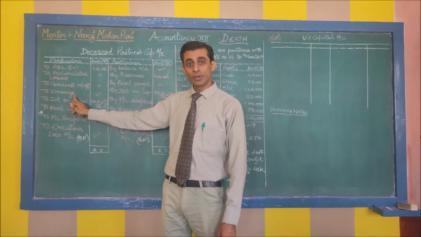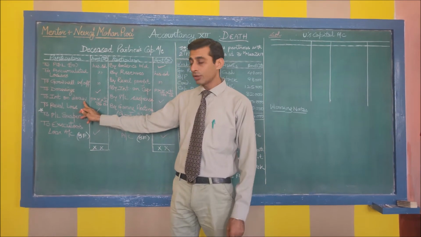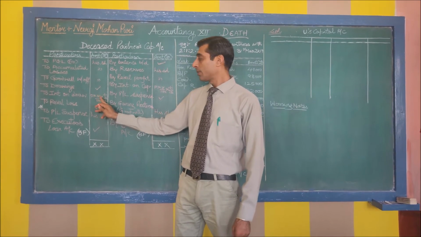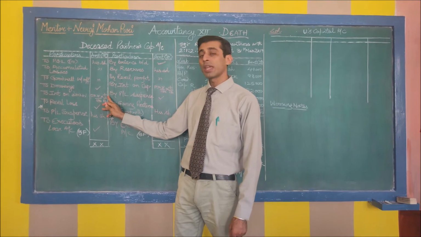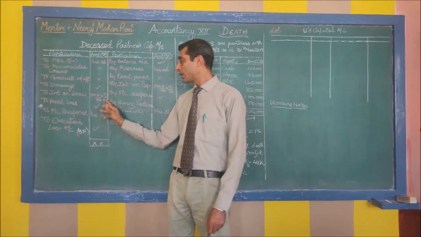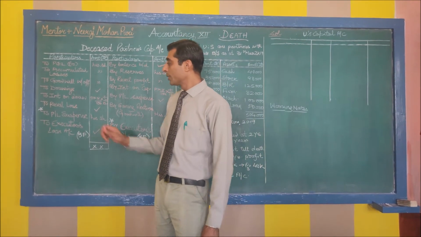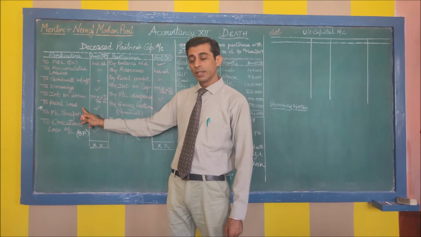To drawings, if given in the question. To interest on drawings, if given in the question. Principal is the amount of drawings multiplied by rate upon 100, which will be given in the question, and time again, if it is in months divided by 12, if it is in days divided by 365. Revaluation loss, if there is any.